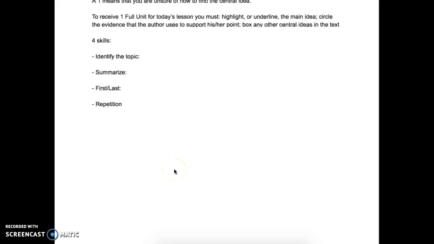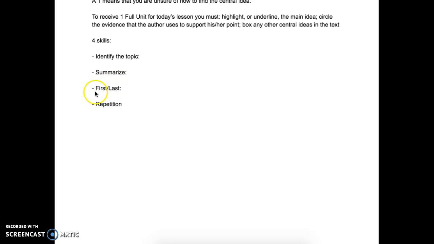We will be working again with these four skills. The first is to identify the topic. Remember that the topic is not the main idea. The topic of the story gives us an idea, and we can start to predict what the main idea might be, but the topic is different from the main idea. We want to be able to summarize in about 10 to 12 words what the story is about.